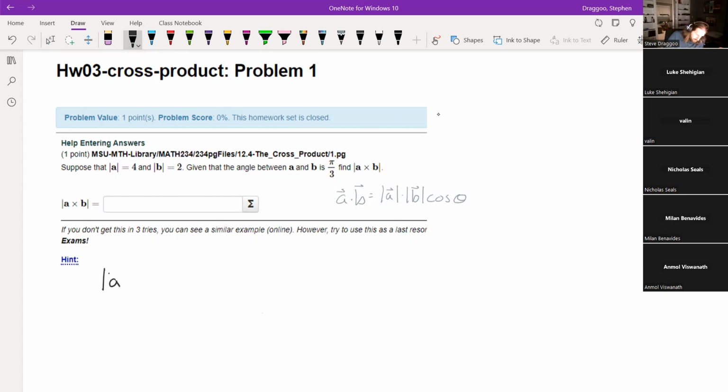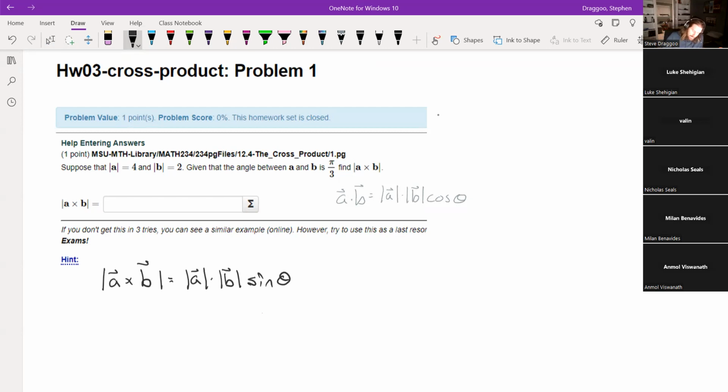But if I want the magnitude of the cross product, it's a very similar looking formula. Magnitude of the two vectors multiplied together. And then instead of multiplying by the cosine of theta, I'm going to multiply by the sine of theta. So the dot product ends up being related to the cosine of the angle in between the two vectors, whereas the cross product is more related to the sine of the angle in between the two vectors.